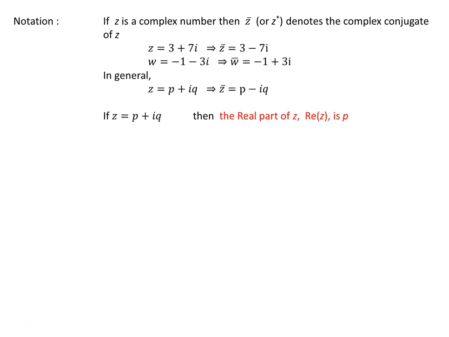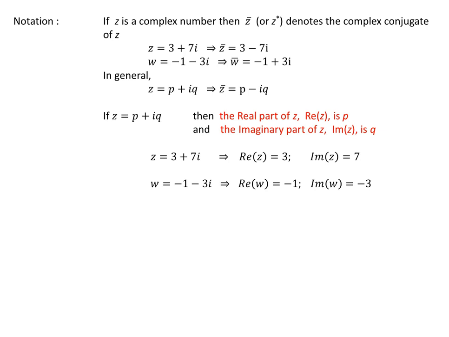Now, if z is p plus iq, then we say that the real part of z is p, and the imaginary part of z, or Im z, is q. So, if z equals 3 plus 7i, then the real part of z is 3, and the imaginary part of z is 7. And if w is minus 1 minus 3i, then the real part of w is minus 1, and the imaginary part of w is minus 3.